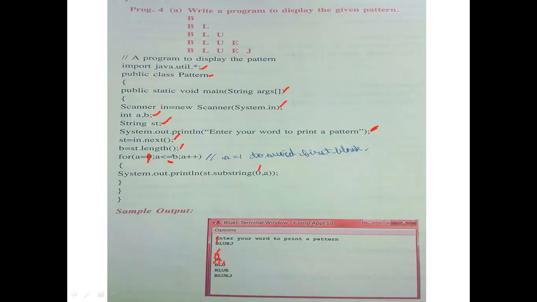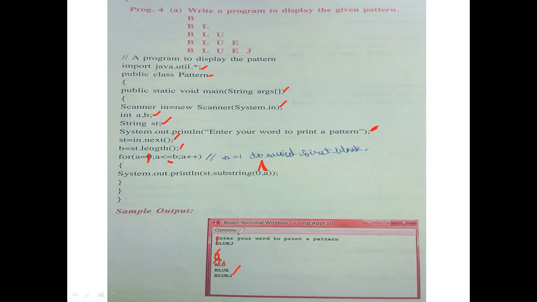When a becomes 5, 5 is equal to 5, the condition is satisfied. From zero position to fifth, including fifth is not there, excluding fifth means 0, 1, 2, 3, 4. J is in the fourth position. It is printed like this. Simple program, a pattern.